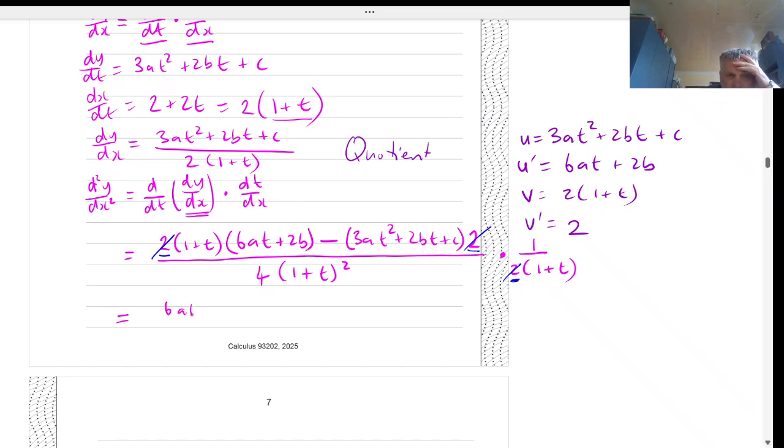So we're going to get equal to, I'm going to multiply out this numerator, 1 times 6at, 1 times 2b, t times 6at, t times 2b, minus 3at squared, minus 2bt, minus c, and all of that is over 4, 1 plus t, we've got squared here and another one here, so that's to the power of 3.